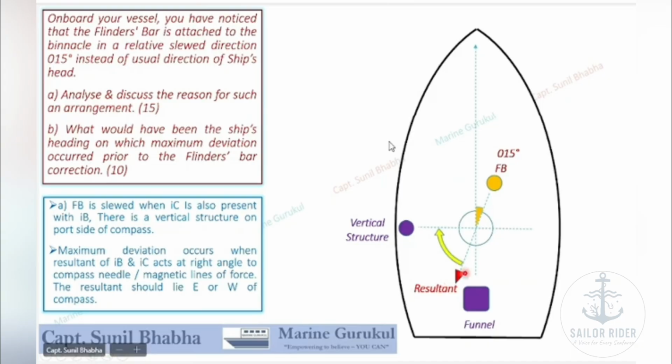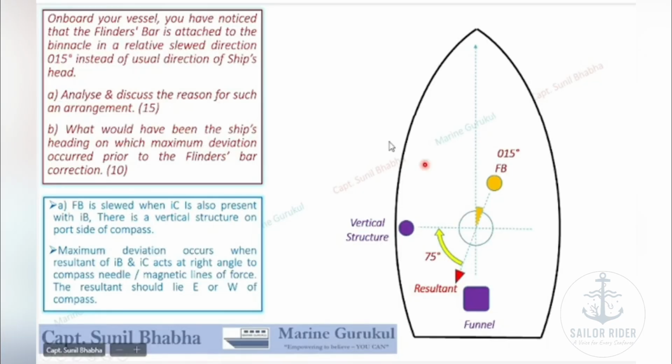The first option of bringing this resultant to port or starboard of the compass is that if the resultant moves in the direction of the yellow arrow by this much of an angle, it would come exactly west of the compass needle. Now the angle represented by this yellow arrow is 75 degrees. You see the Flinders bar was moved 15 degrees. So the remaining angle between the stern of the ship and the port beam of the ship is 75 degrees.